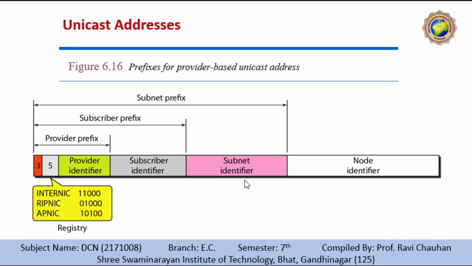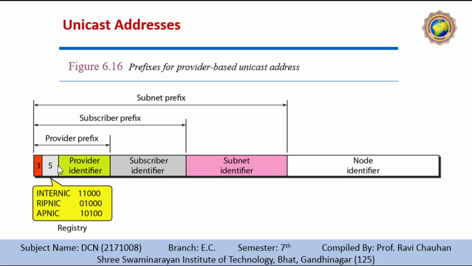The fields for the provider-based address are as follows. First is the type identifier. A 3-bit field is there, so it is a type identifier. The 3-bit field defines the address as a provider-based address. Next is the registry identifier. This is a 5-bit field that indicates the agency that registered the address.